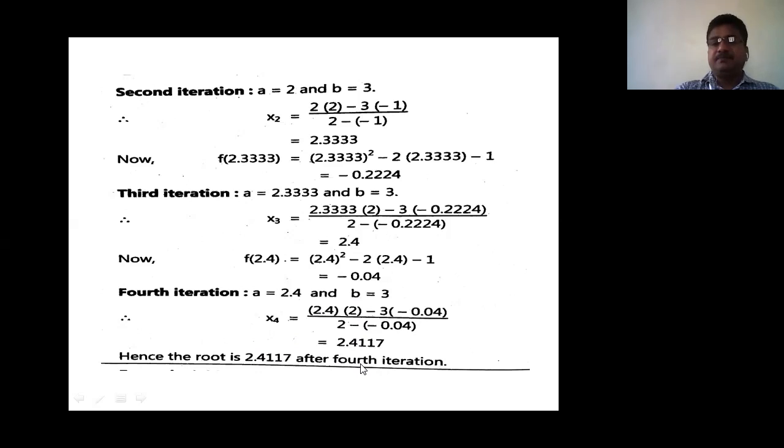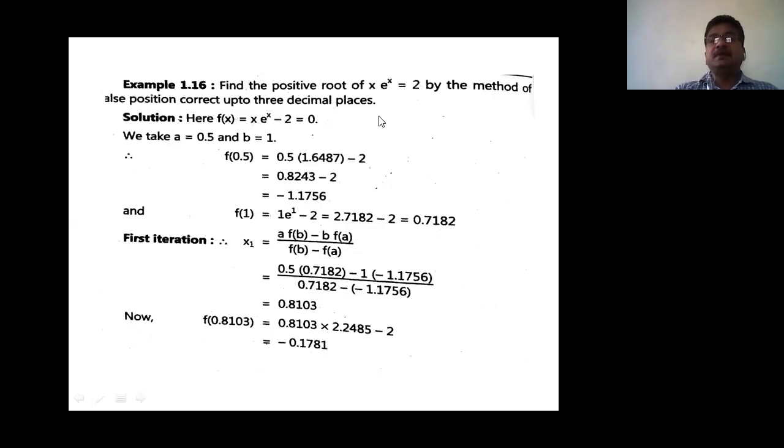The next problem is a transcendental equation. This method is also useful to find the root of a transcendental equation. It's correct up to 3 decimal places. Find this root by the false position method. So f(x) is this quantity, x e raised to x minus 2. Then find a and b. So a is 0.5 and b is 1. Instead of 0.5, we can also take a as 0 and b as 1.